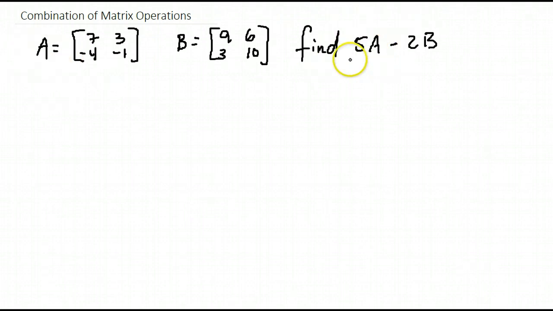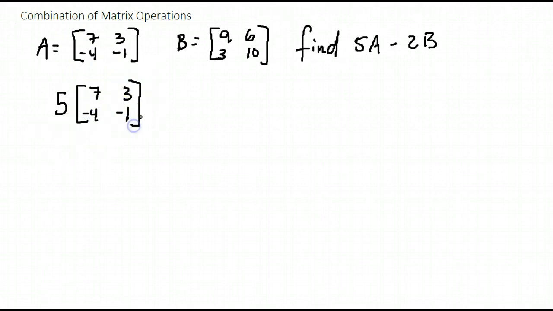So 5 times A, we'd write that as 5, open matrix, 7, 3. And the bottom row is -4, -1. Let's go ahead and multiply that. Well, let's write out the whole thing first. So we have 5 times our first matrix minus 2 open matrix. First row is 9 and 6. Bottom row is 3 and 10. So that's what it looks like.